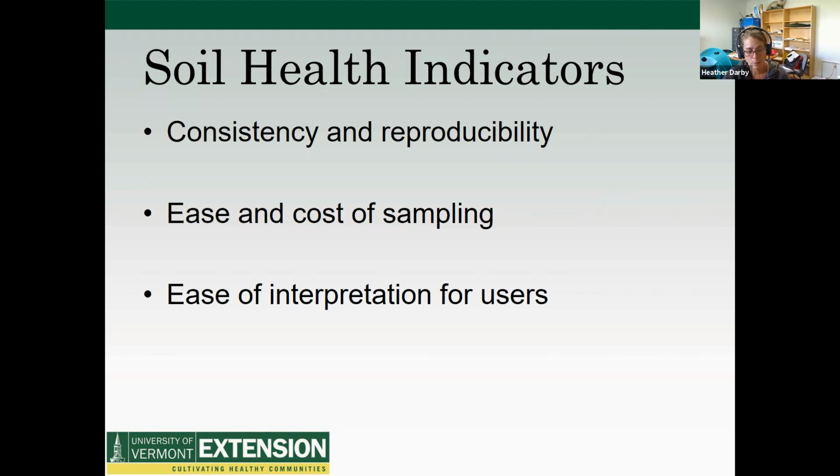We need to be able to provide indicators that are easy to take samples for. They're going to be able to provide consistent results. We're going to be able to reproduce those results. And then lastly, they're going to need to be cost effective, both in sampling time and laboratory costs.